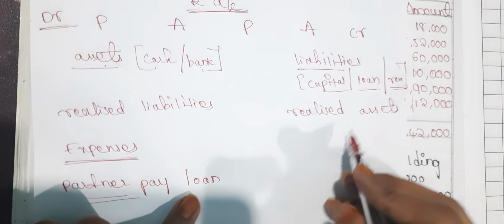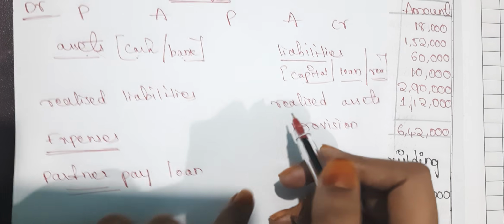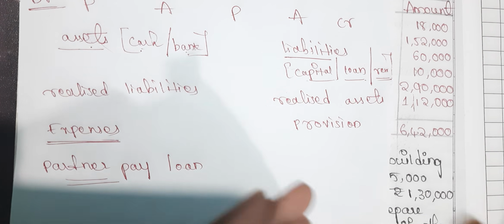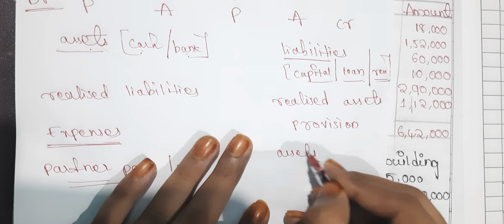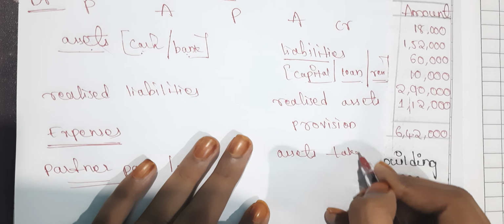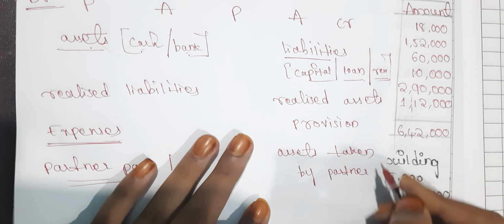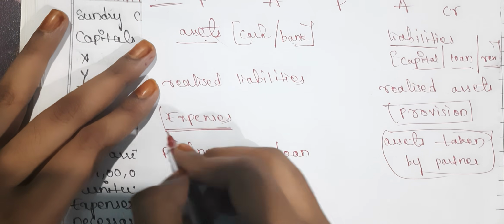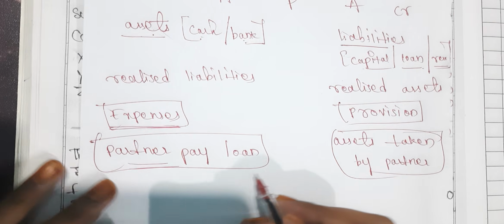Next, if you see provision, that should come under credit. If assets are taken by partners, in the business you will be having different partners, right? If they have taken the assets, then that should be taken on the credit side. Provision also on the credit side. Expenses debit. If the partner is paying the loan, then debit.